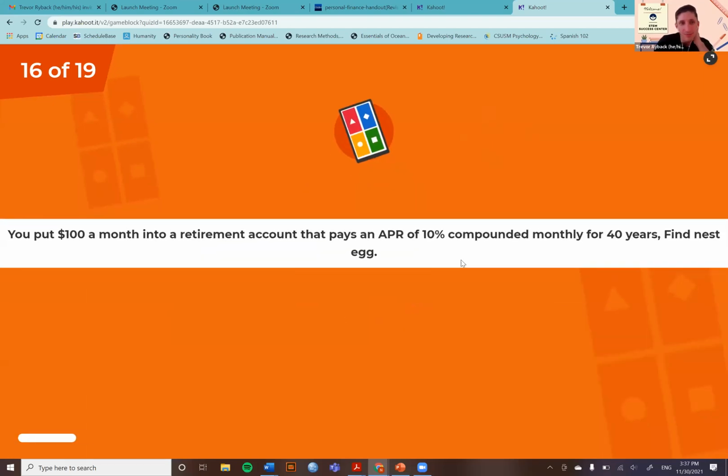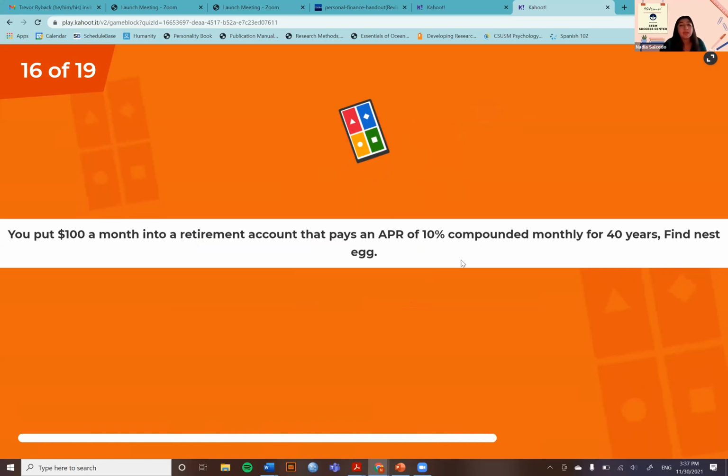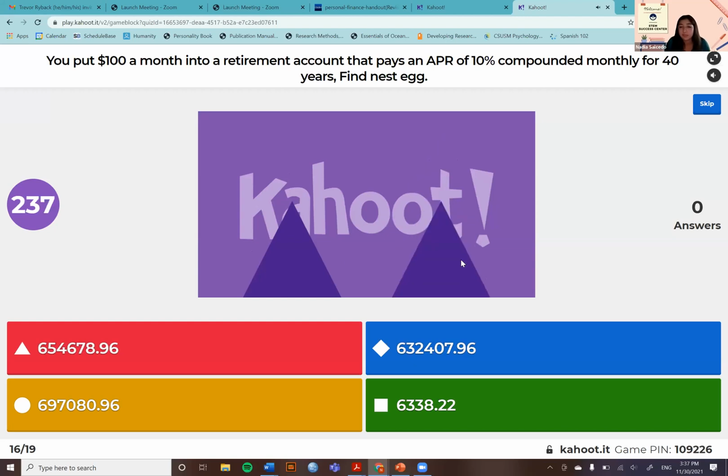Good job, Super Lion. You put $100 a month into a retirement account that pays an APR of 10% compounded monthly for 40 years. Find your nest egg. No, you're good, go ahead. The key here is knowing we're putting $100 a month into an account, so we're growing that money we are putting into the retirement account. Don't get tricked, even if it says nest egg. Maybe I gave too much away.